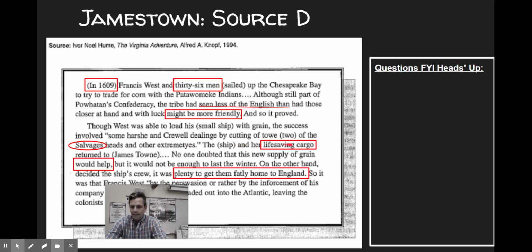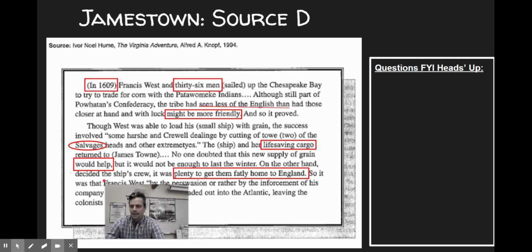The ship and her life-saving, okay, here's a key thing that I put in this red box right here. Life-saving cargo. Ladies and gentlemen, this means that the settlement at Jamestown needed this grain. They're desperate. This is in a starving time, and the other natives won't trade with them. So this is a life-saving cargo returned to Jamestown, and no one doubted that this new supply of grain would help, but it would not be enough to last the winter. Hold on, check this out. This is life-saving cargo. It's important. It's not enough to make it through the whole winter, but it's enough. Everyone needs this. Everyone's counting on it.